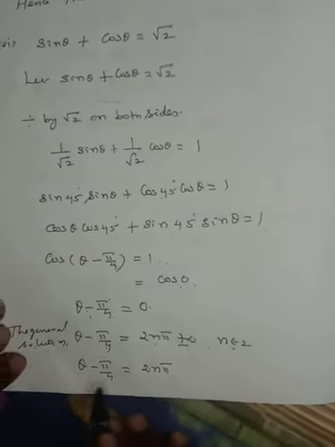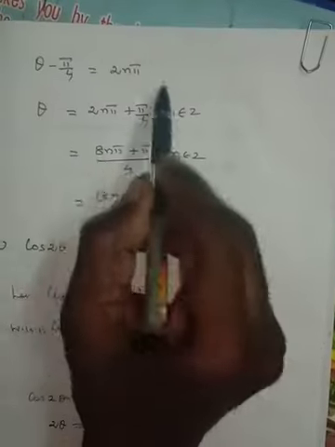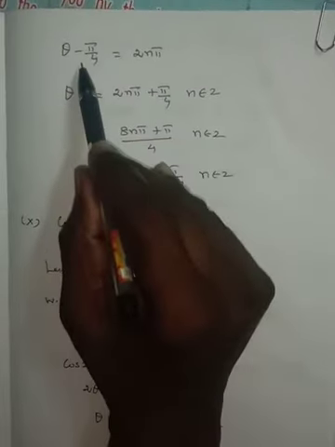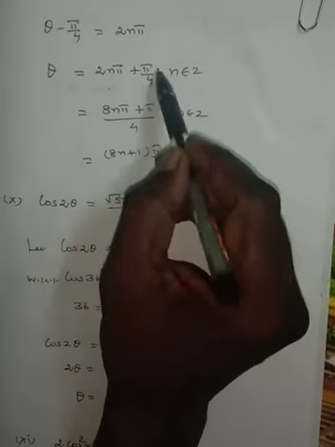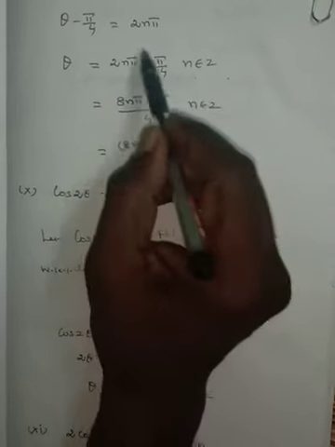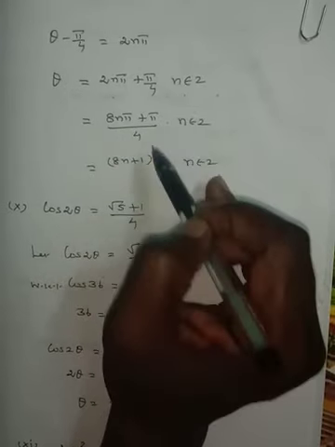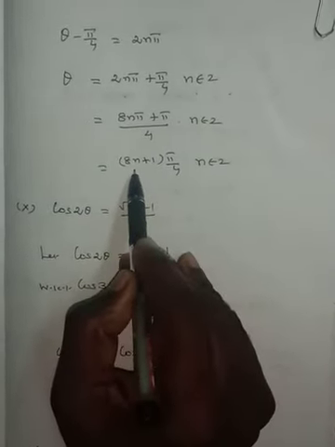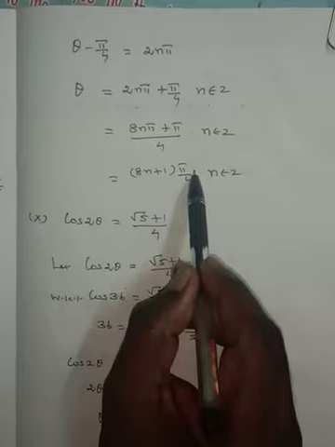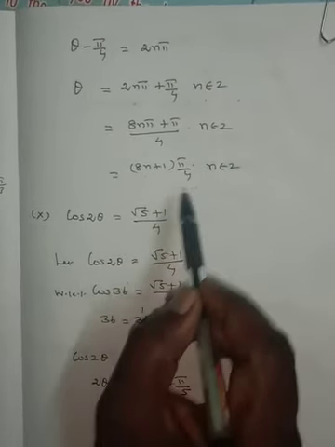Theta minus pi by 4 is equal to 2n pi. This negative sign of pi by 4 goes to right hand side. We get 2n pi plus pi by 4, n is an element of integer. Take LCM: 8n pi plus pi by 4. 8n plus 1 with common numerator pi. Therefore, 8n plus 1 of pi divided by 4.